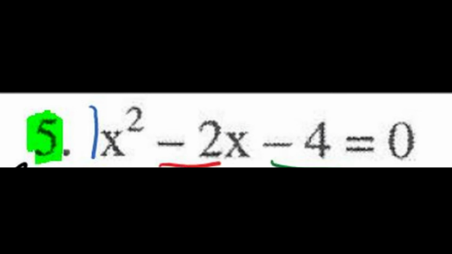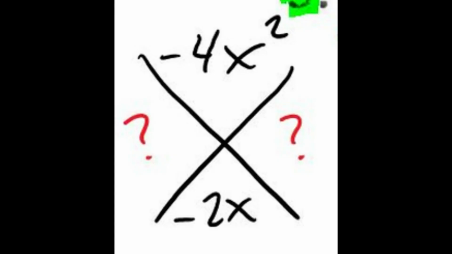I did x squared times negative 4 and get negative 4x squared. On bottom, we have negative 2x because that's the middle term. Now, I tried to think very hard of two things that multiply to make negative 4 and add up to a negative 2.